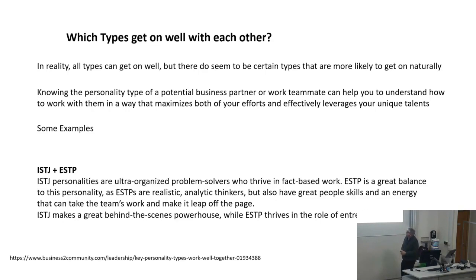So some examples. So if you're an ISTJ and an ESTP person working together, you know, is this where it gets a bit like astrology? ISTJ personalities are ultra-organized problem solvers who thrive in fact-based work. The other kind, ESTP, is a great balance to this personality, as ESTPs are realistic, analytic thinkers, but also have great people skills and an energy that can make the team's work leap off the page.